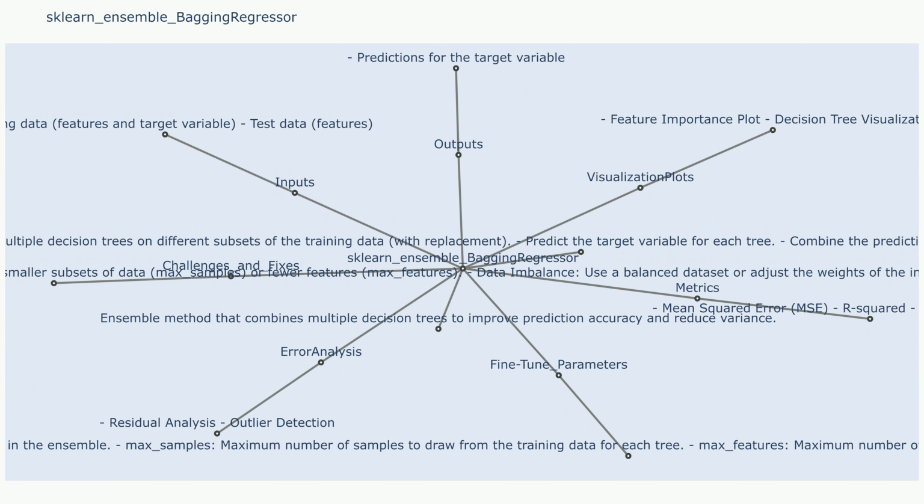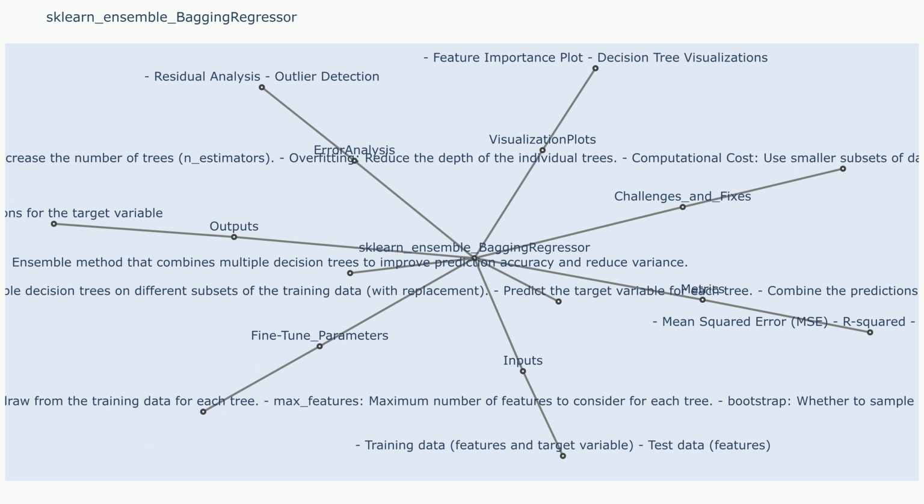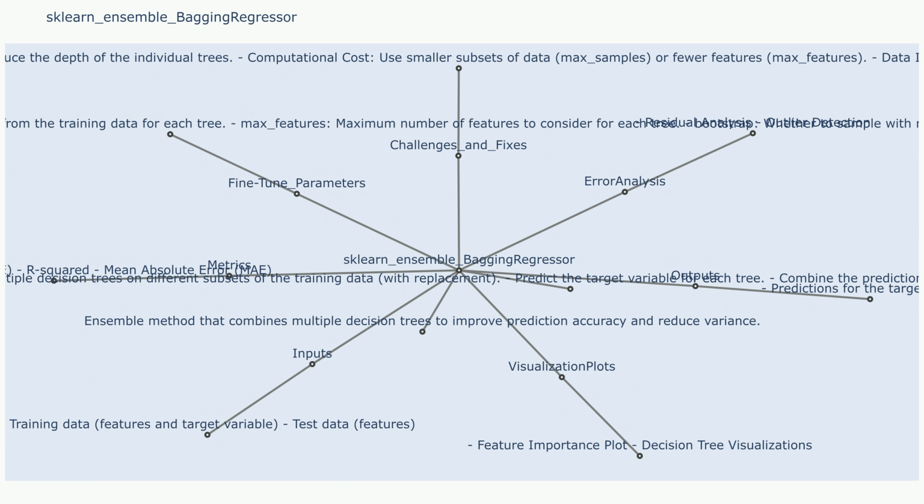Outputs. Predictions. The model outputs predictions for the target variable. These predictions are based on the average predictions of the individual decision trees. Steps. Bootstrap sampling for each decision tree. A random subset of the training data is selected with replacement. Model training. Each decision tree is trained on its respective subset of data. Prediction aggregation. The predictions from all the individual decision trees are averaged to get the final prediction.